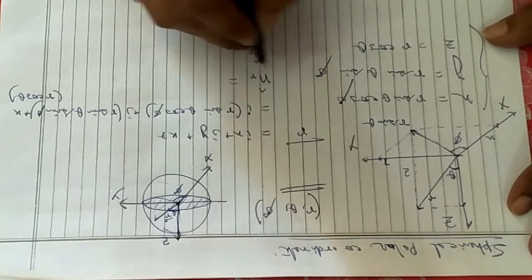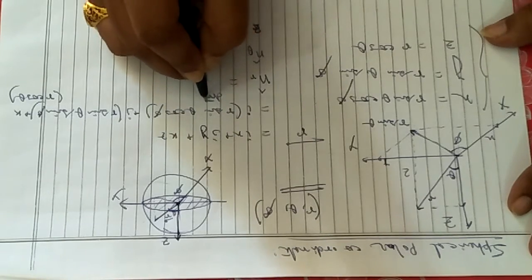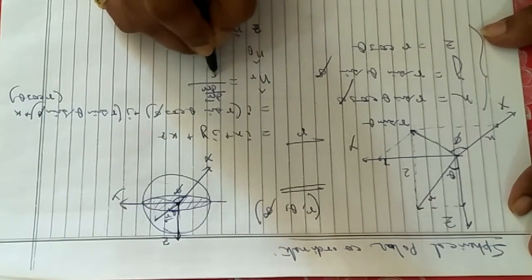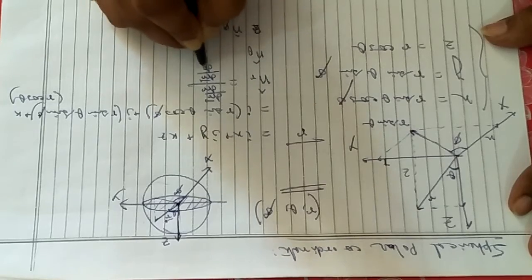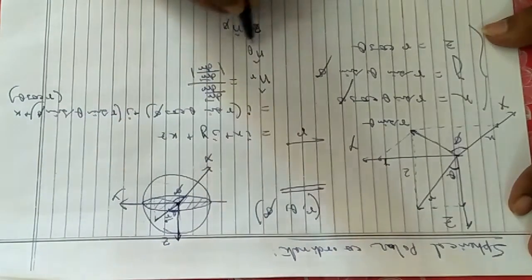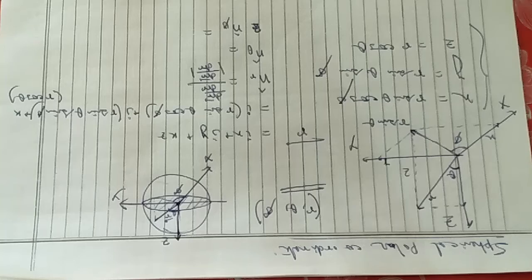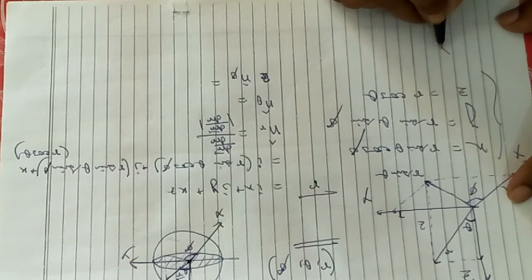The calculation is simple. How to calculate n r cap? This will be dr by dr whole divided by the mod of dr by dr. Similarly, you can calculate n theta cap and n phi cap. Now putting the values in the result, you will be calculating the velocity. The velocity is important to calculate.